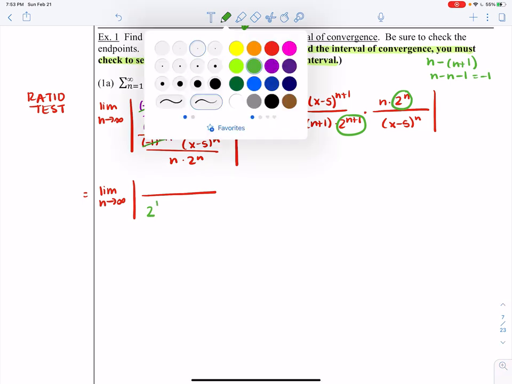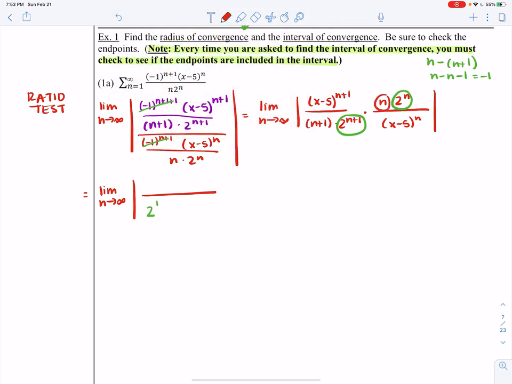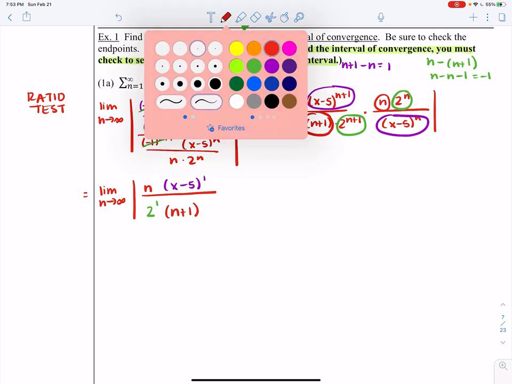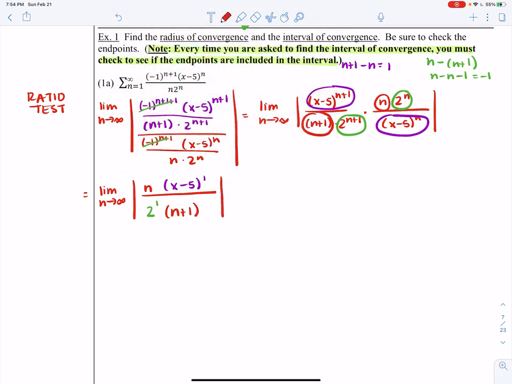Now, the n and the n plus 1 cannot be simplified. So go ahead and just bring them down, n in the numerator, n plus 1 in the denominator. We're also going to simplify these x minus 5s because they have the same base, so we subtract. n plus 1 minus n is just going to be 1. That means I'm going to have an x minus 5 in the numerator. So here are my simplified pieces.